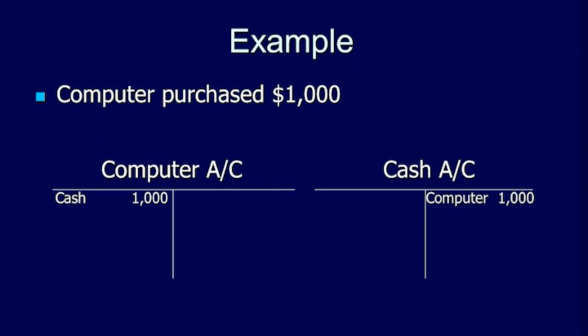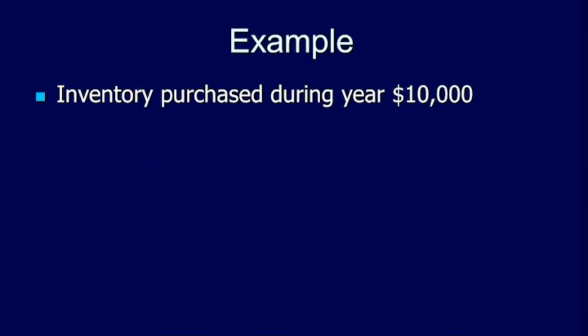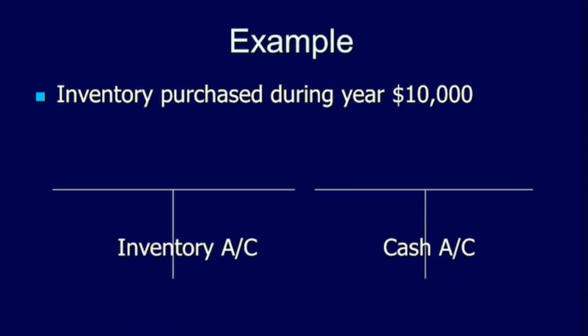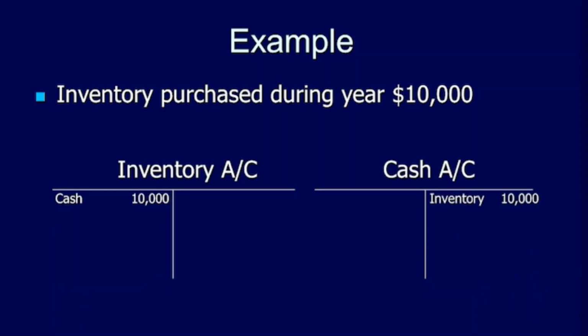Example number 4, inventory purchased during year, 10,000. The double entry for this business transaction, inventory account debit, cash account credit. Inventory account debited because the company has received new inventory of 10,000. So inventory account increases by 10,000, resulting in a debit entry in the inventory account. Cash account credited 10,000 because there is a cash outflow of 10,000. So cash account decreases by 10,000, resulting in a credit entry in the cash account.